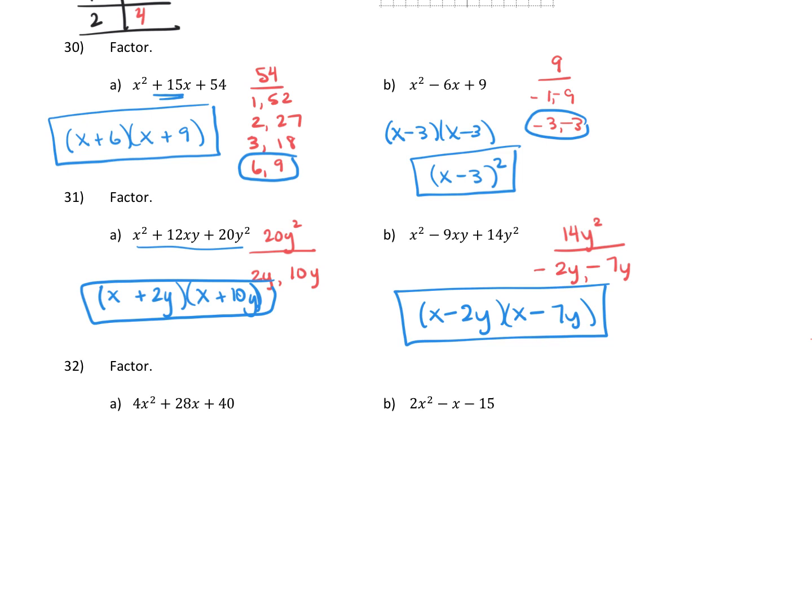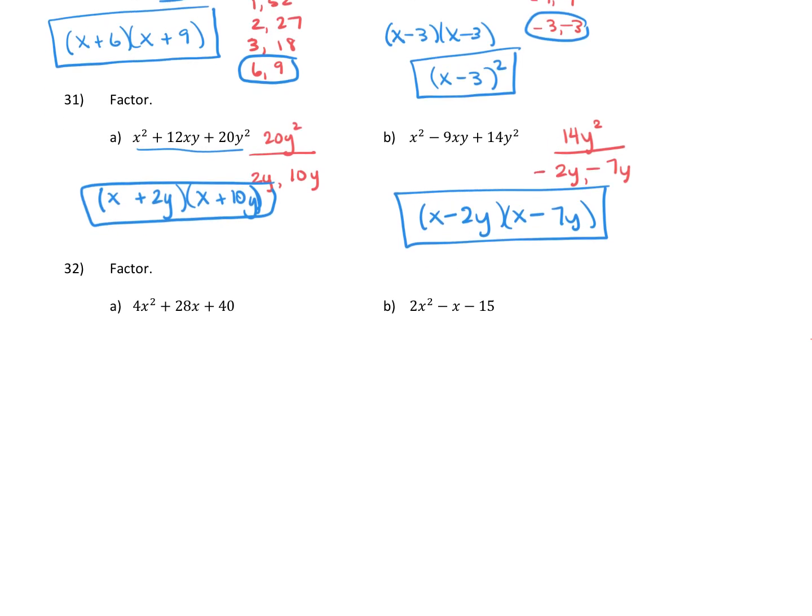All right, number 32. Factor 4x squared plus 28x plus 40. So start by looking for a GCF. A quick thing I look at is whatever our smallest number is, is it a factor of 28 and 40? If it is, then I know that 4 is part of a GCF. So 4 is a factor of 28, and 4 also is a factor of 40.